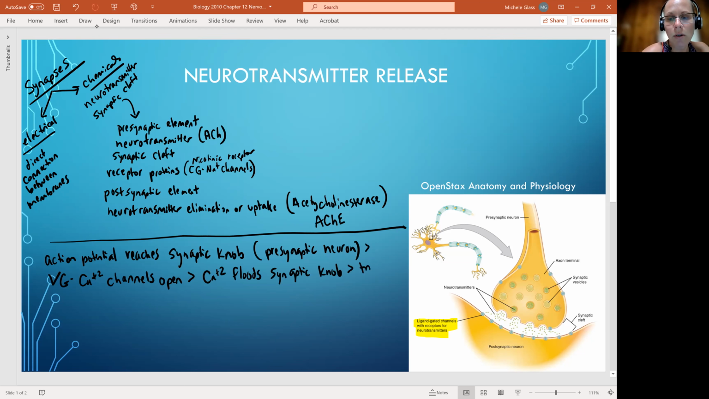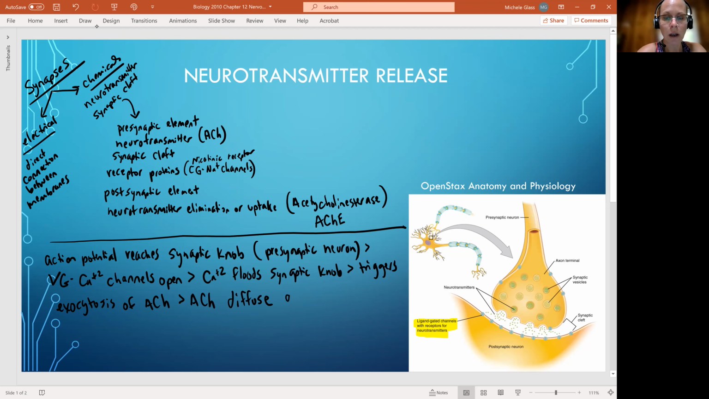And this triggers exocytosis of acetylcholine. So exocytosis, remember, is that type of vesicular transport we discussed in chapter 3, where the vesicles fuse with the membrane, and then the neurotransmitter in this case is released into that synaptic cleft. So the acetylcholine is then going to diffuse. We should be able to follow the rest of the story.